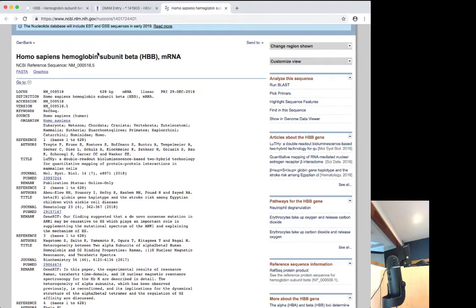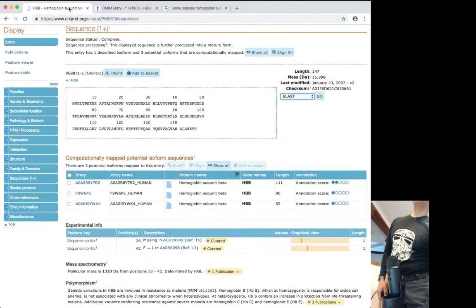So 628 divided by 3. Come on, come on. 9. 27. 209. 209, and over here we had 147. So there's still a discrepancy, but we are closer to what we are supposed to have.